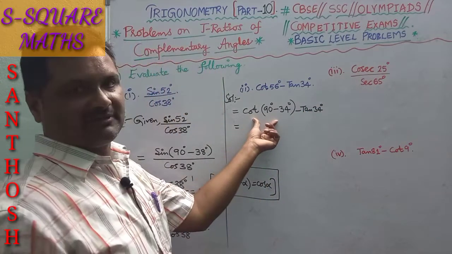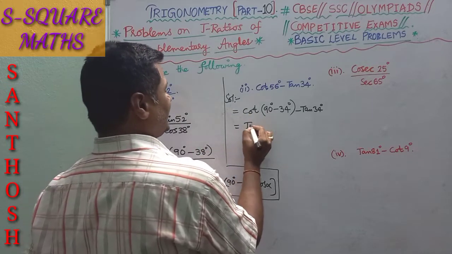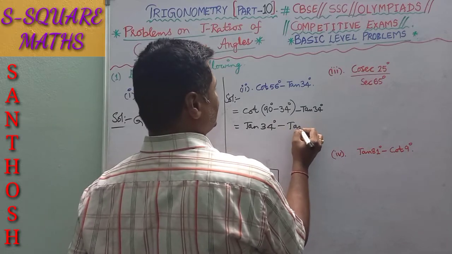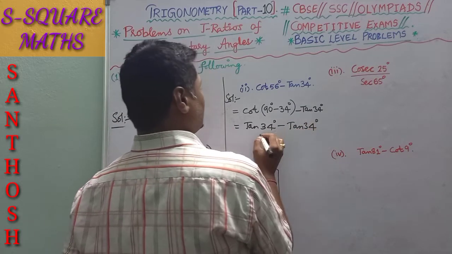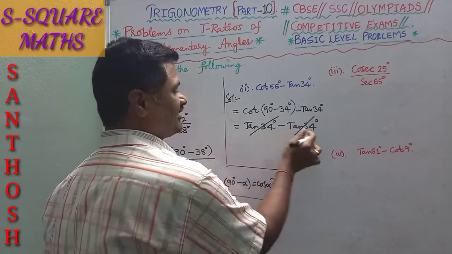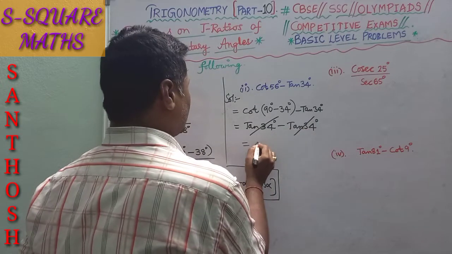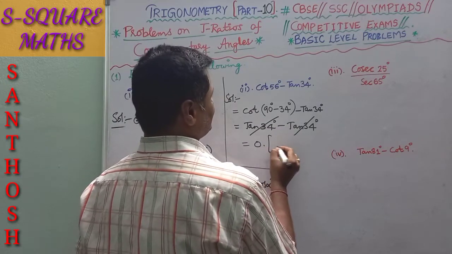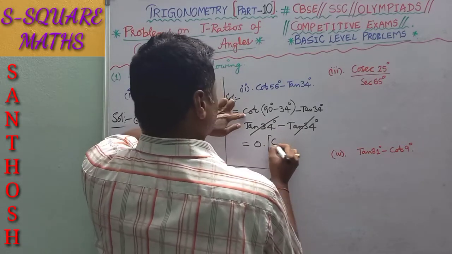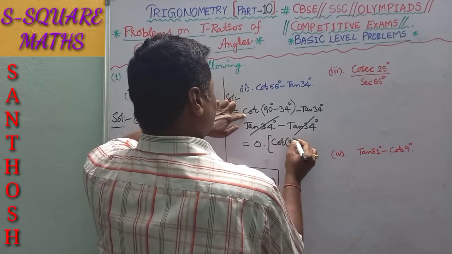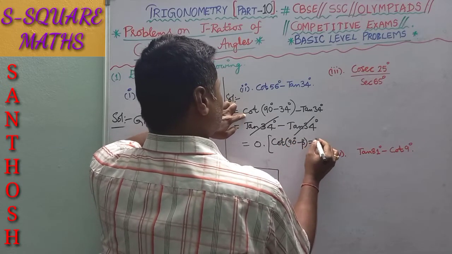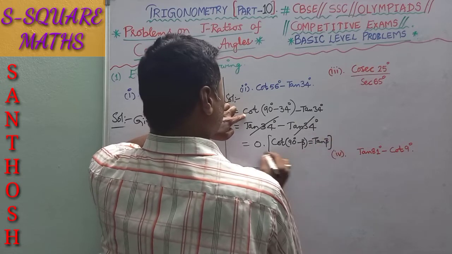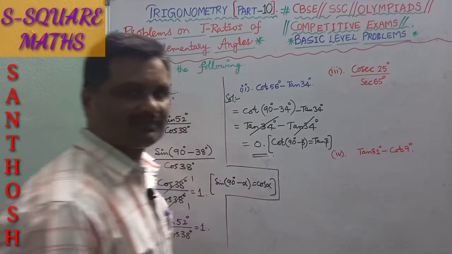So cot of 90 minus theta is tan theta. So tan theta is nothing but our tan 34 degrees, minus tan 34 degrees. So tan 34 minus tan 34, x minus x is nothing but 0. So finally here it is 0. The reason is that cot of 90 degrees minus beta is tan beta, which we have used here.